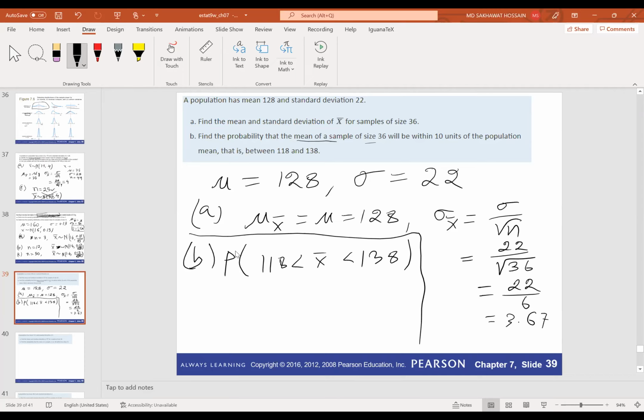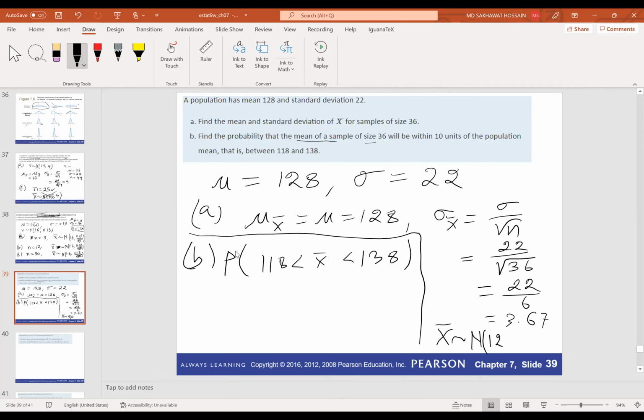So if we know the distribution of X bar, then we can find the probability. If X bar is normal, then we can find the probability. So what do you think? What will be the distribution of X bar in this case? Is it normal distribution or some other distribution? It will be normal distribution, right? Because we know the samples.